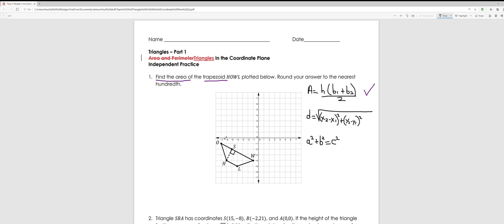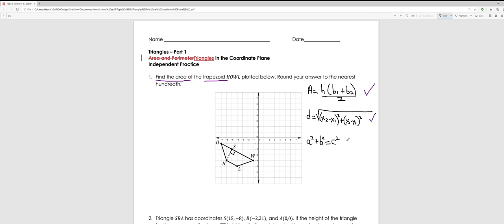Because it's on a grid, you need to find those measurements. The way you're going to do that is you can use the distance formula, which is the square root of x2 minus x1 squared plus y2 minus y1 squared. And for that, you're going to need to find the location of the coordinate points for each point.